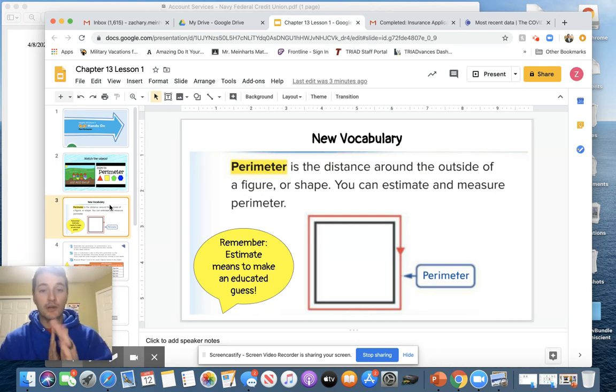Okay. So when you look at the square, you have to make an estimate. Oh, I think it's 2 inches. I think it's 3 inches, maybe even 4. And then you actually measure it to figure out what the actual answer is.